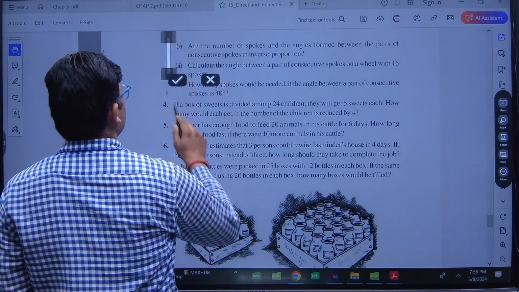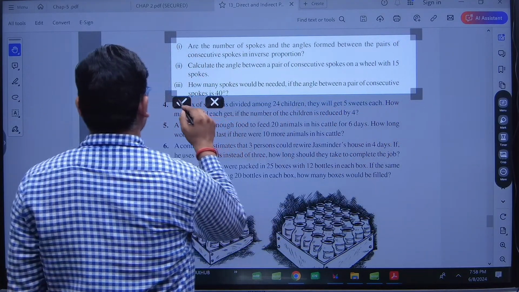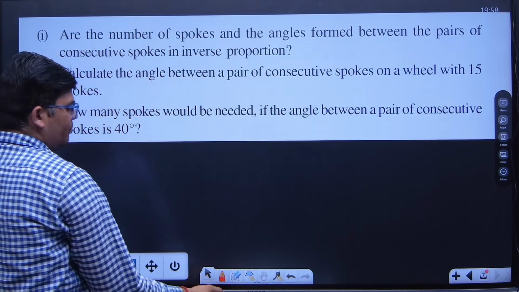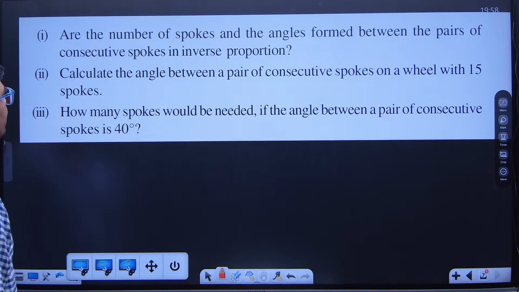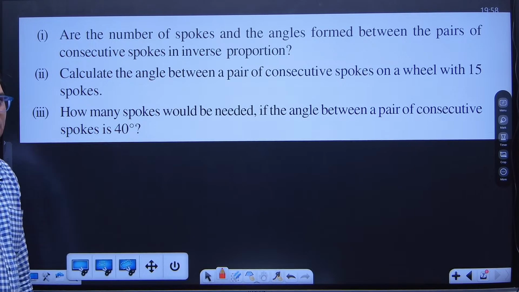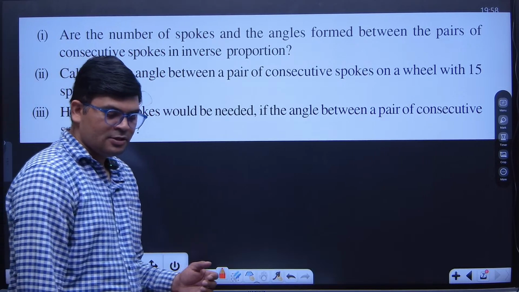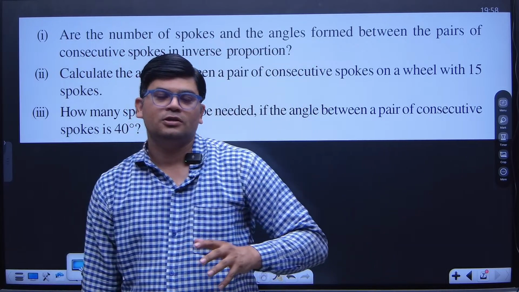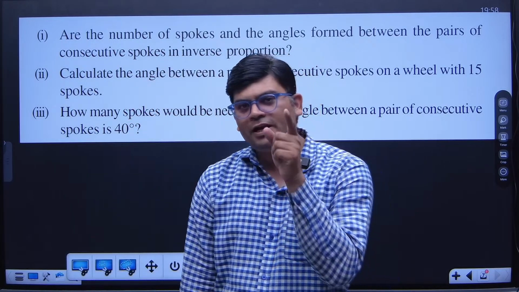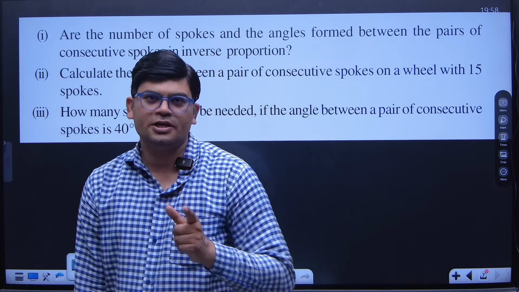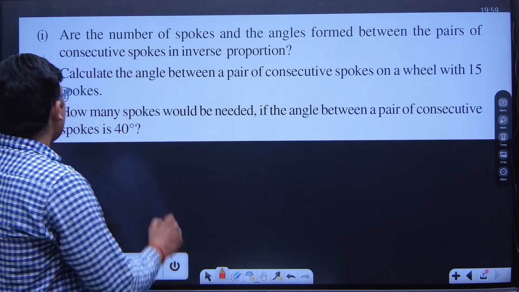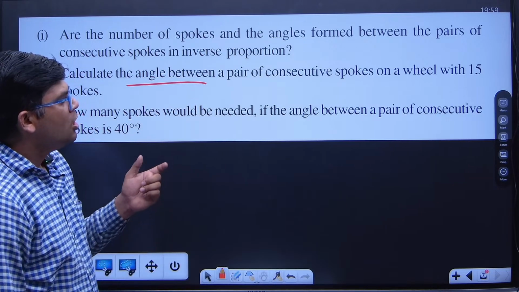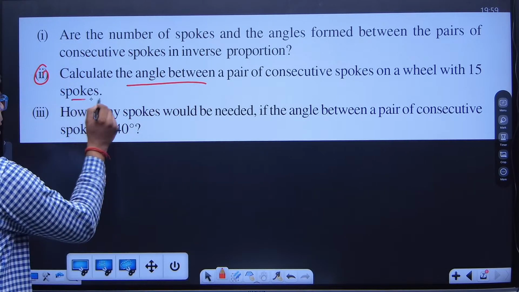So 3 more questions have been put up. Are the number of spokes and the angles between the pairs of consecutive spokes in inverse proportion? So the answer is yes. As soon as you increase the number of spokes, the angle between two consecutive spokes will decrease. So this is a case of inverse proportion. Now they are asking you to calculate the angle between a pair of consecutive spokes on a wheel with 15 spokes.